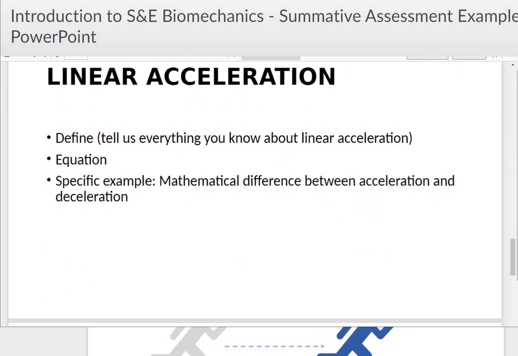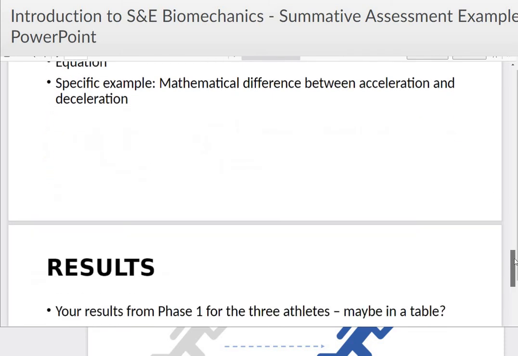Linear acceleration, again, define, tell us what you know about linear acceleration. Again, go through the equation, don't skim over it. And perhaps discuss the difference between acceleration and velocity, which is more meaningful in your opinion to a biomechanical analysis, and why? Why might that be? What is this based on? So again, just an example.